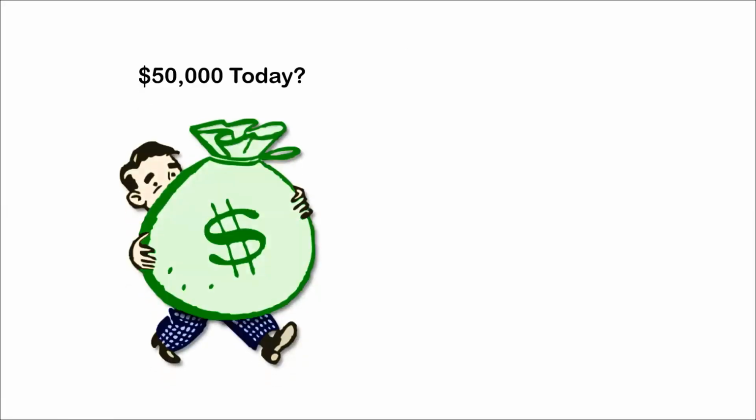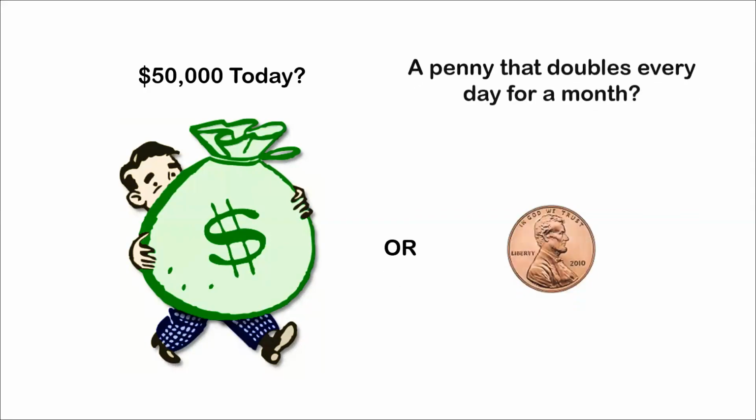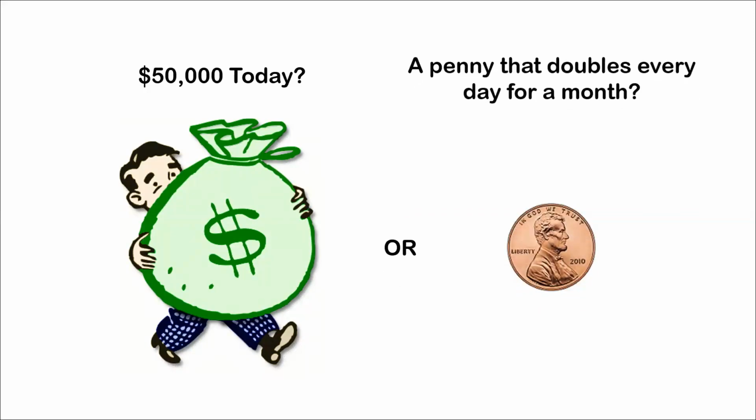First, we have to understand compounding, right? And you've seen this a bazillion times, I'm sure. If somebody asked you, do you want to take a $50,000 payout right now, or would you rather take a penny that doubles every day for a month? Which one would you like to do? Think about that a second, because I'm going to go through the penny. $50,000 is pretty straightforward, right?